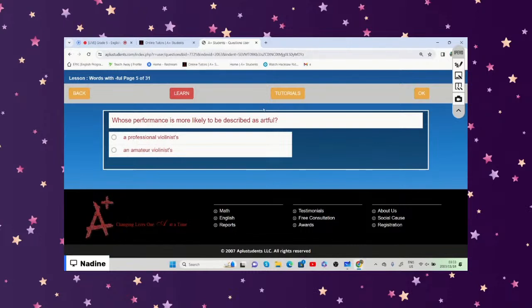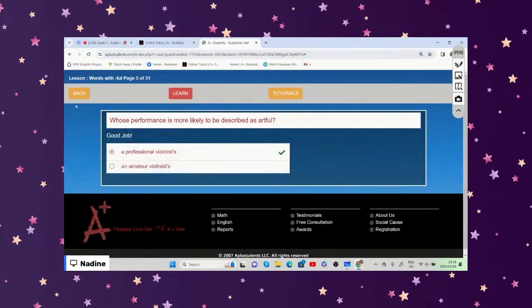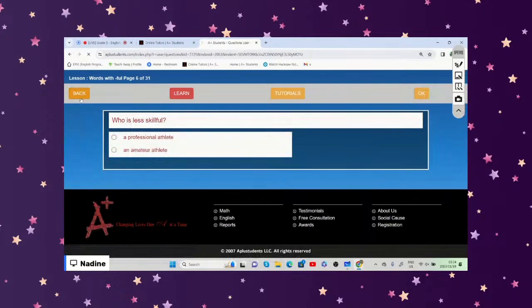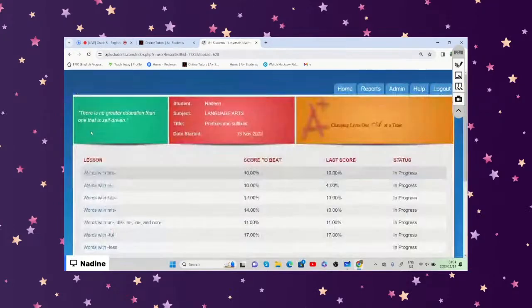All right, so if we choose the correct one, we will say a professional violinist, right? Because if you are an amateur violinist, then sometimes the sound might not come out proper, but an artful violinist will come up with skills that we would be in awe of, right? So, professional violinist. And yes, the first one is correct.